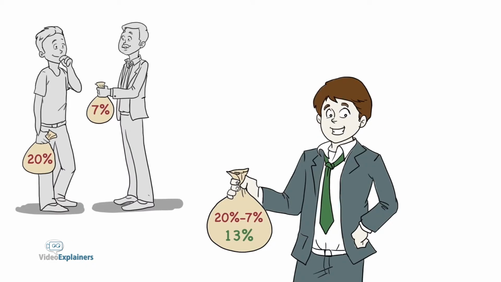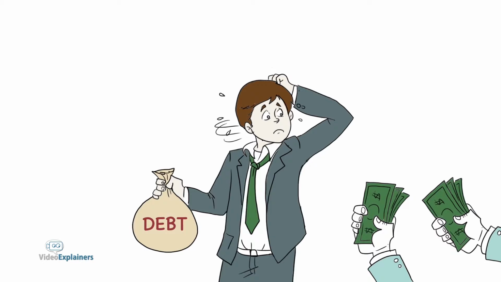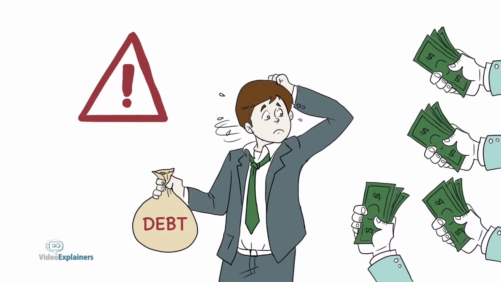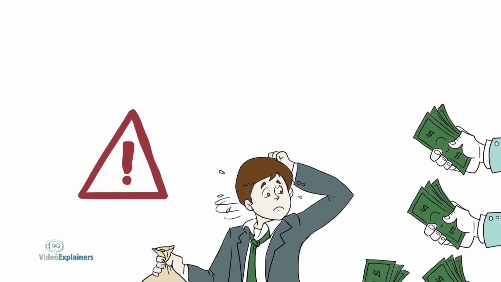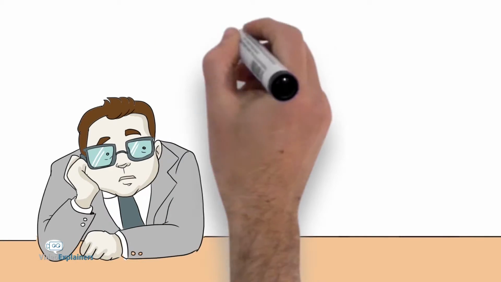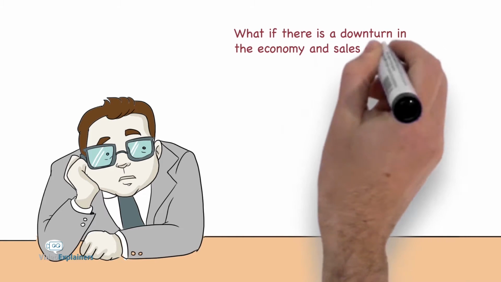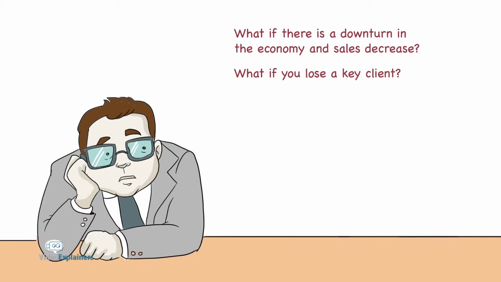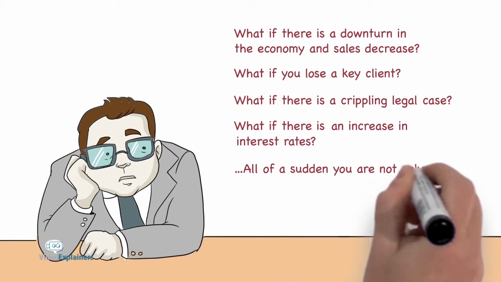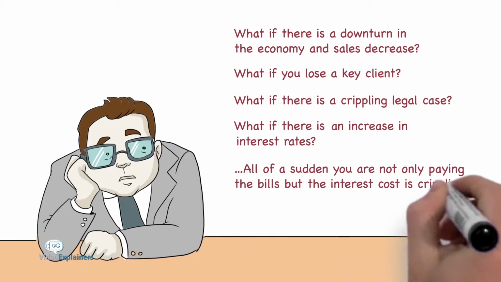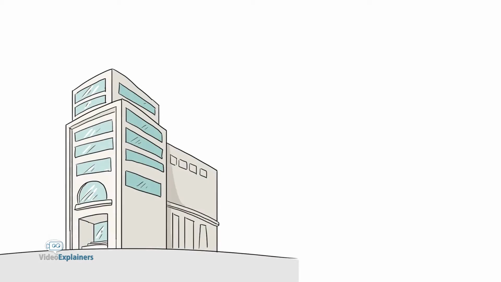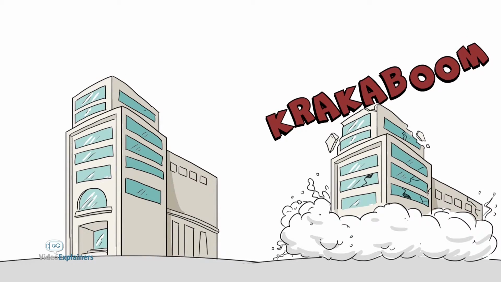This clearly makes sense. The problem is that as you take on more debt, there's a greater risk to the business because in addition to the operating costs, there's also an interest cost associated with the debt. In business, things can suddenly go badly. For example, what if there's a downturn in the economy and sales decrease? What if you lose a key client? What if there's a crippling legal case, an increase in interest rates? All of a sudden, you're not only paying the bills, but the interest cost is crippling you. Can you repay the loan to reduce your costs? Obviously, the bigger the debt, the larger the impact in a downturn.